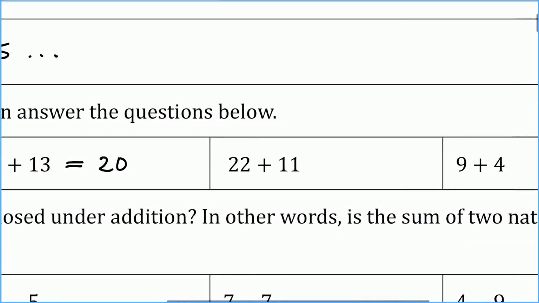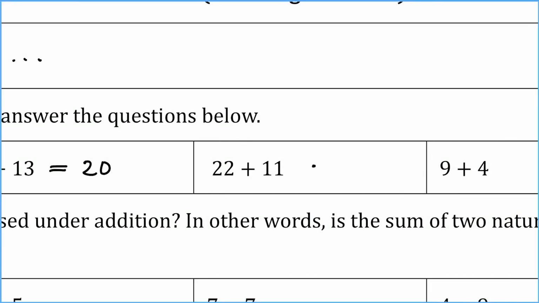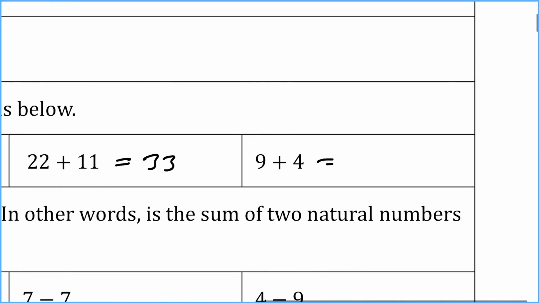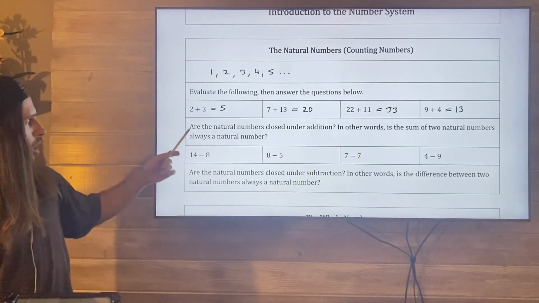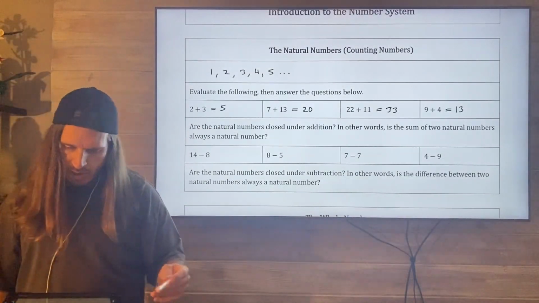All right, there's a point here. 22 plus 11, that is 33. And then 9 plus 4, that is going to be 13. Okay, so why are we doing this? Why are we doing addition here? It says right here, are the natural numbers closed under addition?